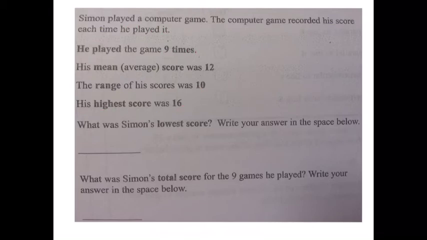So let's look a little bit more closely at his actual data and the scores that he got in playing the game. So we're told that he plays 9 times: 1, 2, 3, 4, 5, 6, 7, 8, 9. And we're told that his average, his mean is 12. So that's like scoring 12 in every game that he played.